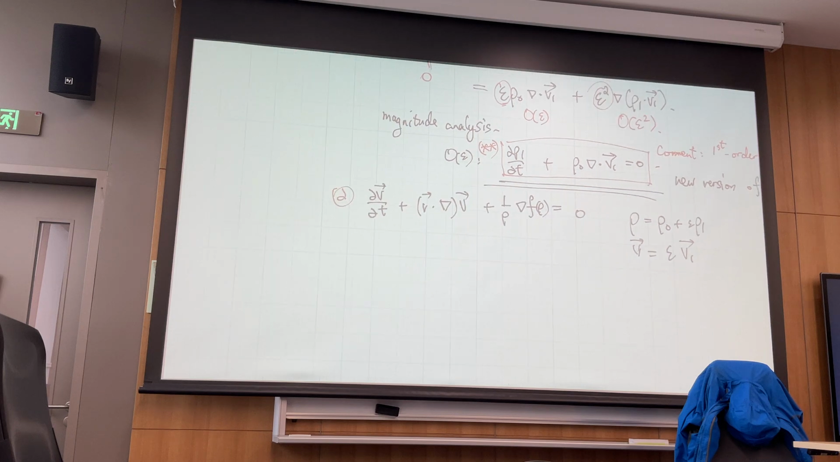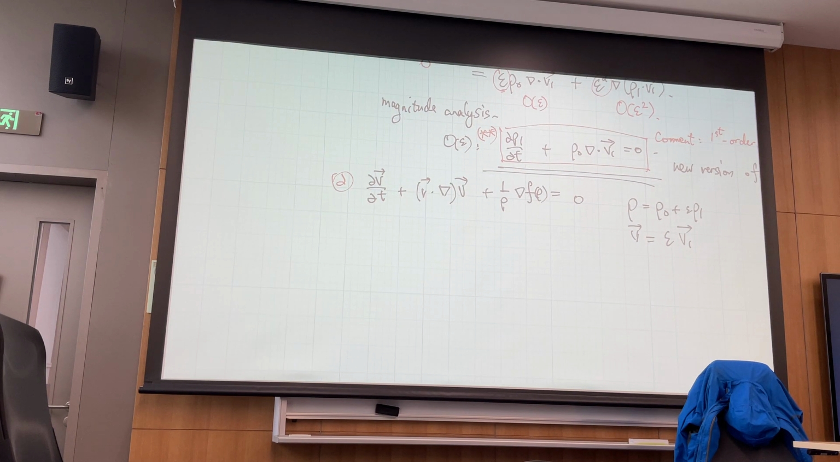First of all, my partial V, partial T becomes what? This is actually very straightforward. Epsilon can directly come out: epsilon partial V1 partial T. So is it good? Okay, so it's good.